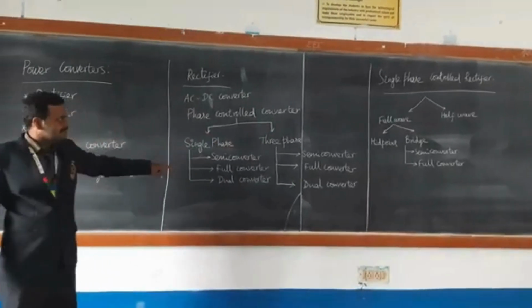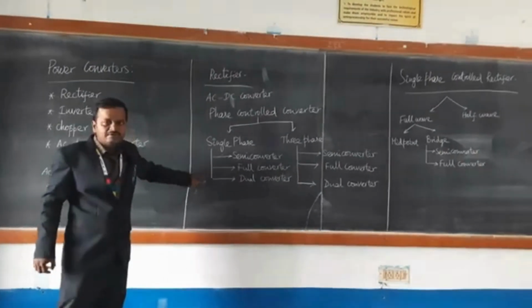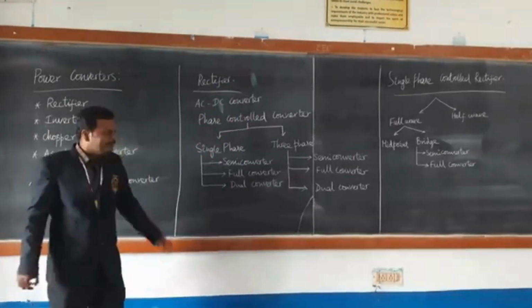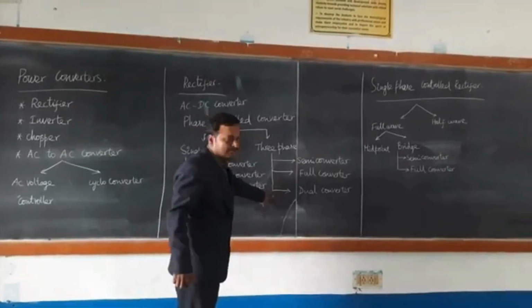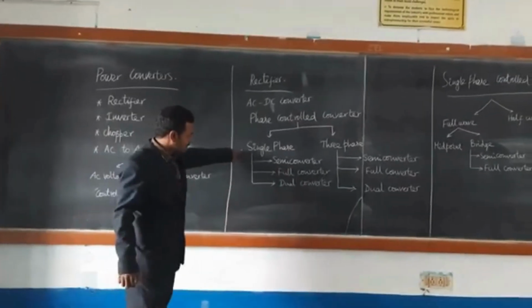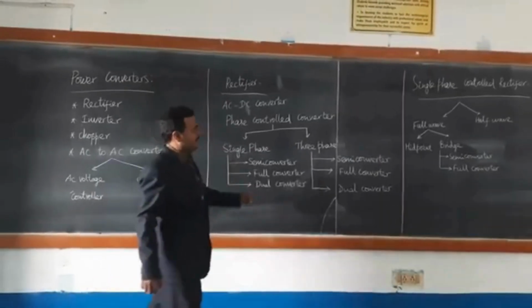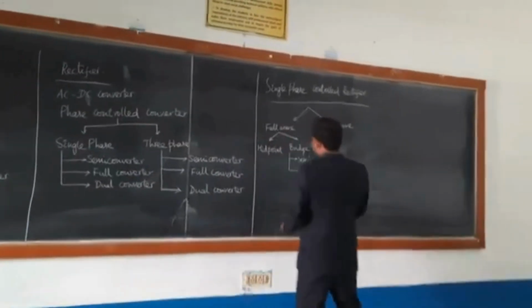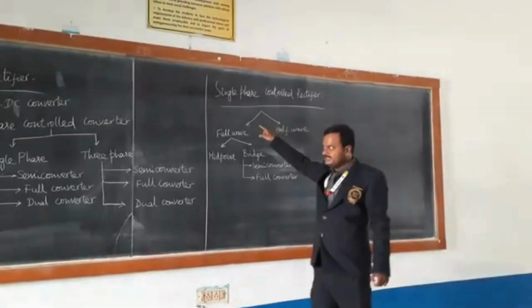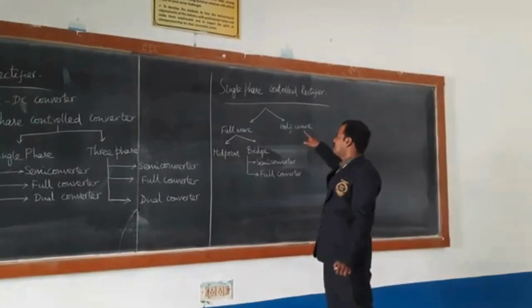In single phase controlled rectifier we have a semi converter and full converter and dual converter. Same thing, we have a three phase controlled rectifier. We have a semi converter, full converter and dual converter. Okay. First we are going to see the single phase converter. In that single phase converter, we have a further two more classification. One is full wave, another one is half wave.